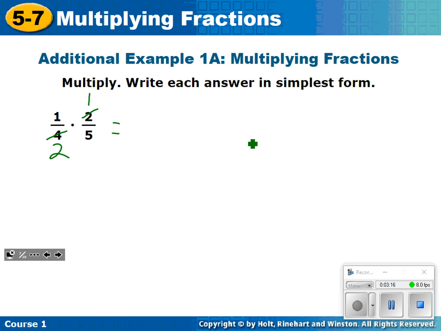Once you've done that reducing, it's basically reducing before you do the multiplication. 1 times 1 is 1. 2 times 5 is 10. We ended up with the same answer. We just reduced before we multiplied.